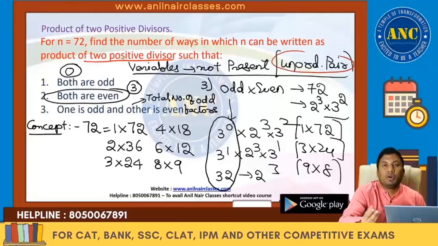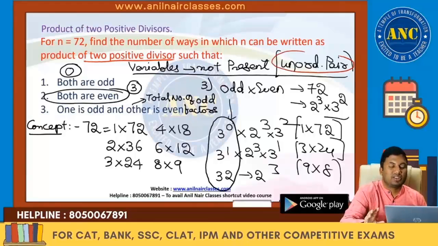Most of the students only study the basics and they expect the questions to come from basics, right? You have to know from basics and you have to go to the advanced level. Both are odd, not possible. Odd into odd can never be an even number. First option it is 0. Both are even numbers. An even number is of the form 2k1. So 2k1 into 2k2 is 72, k1 into k2 is 18.